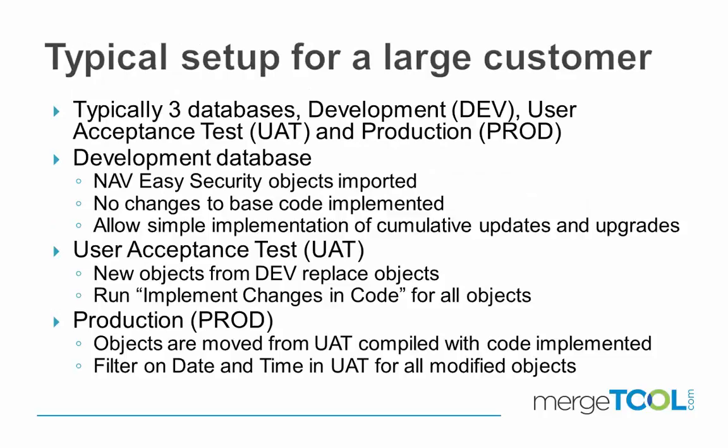If we look at how a typical customer would have a setup for a larger NAV customer, there will typically be three databases. There's a development database. It could very well be that the partner is maintaining that one. Then there will be a user acceptance test, a staging database where you test new features before you put them into production. And then of course the production database.